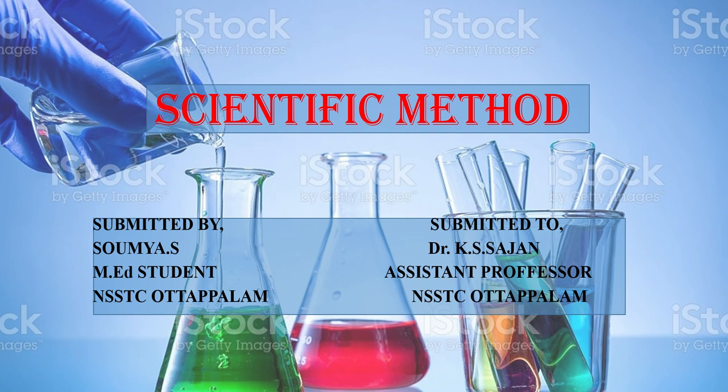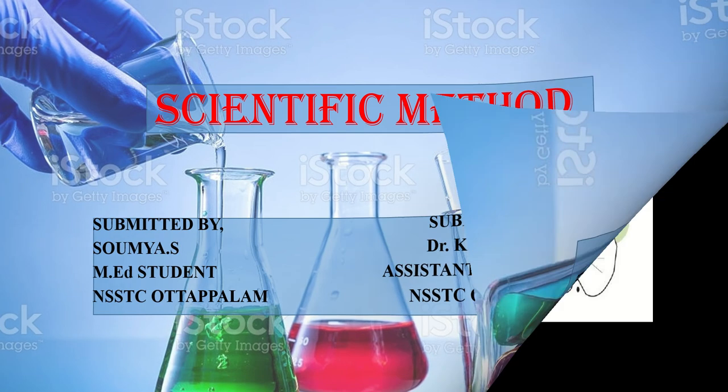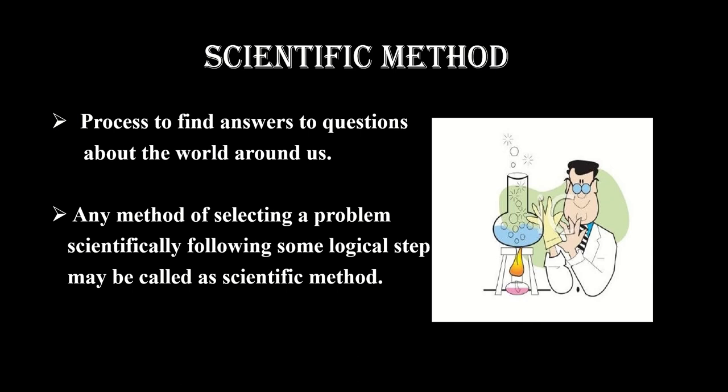The process of scientific study or conducting your research may follow some steps. It is conducted in a step by step manner. These methods are commonly known as scientific methods. The scientific method is the process to find answers to questions about the world around us. Any method of selecting a problem scientifically, following some logical steps, may be called a scientific method.